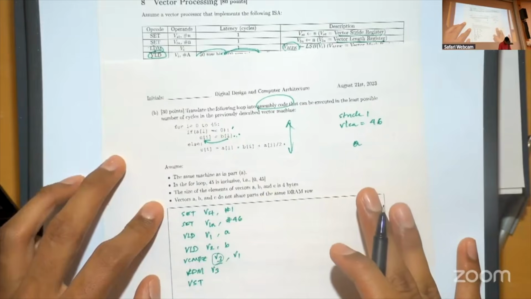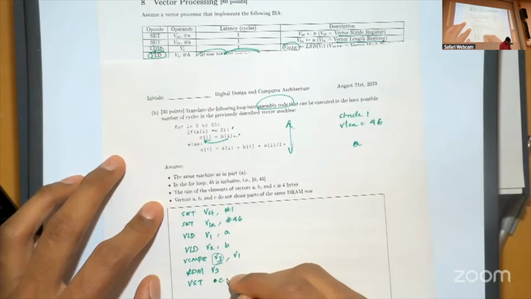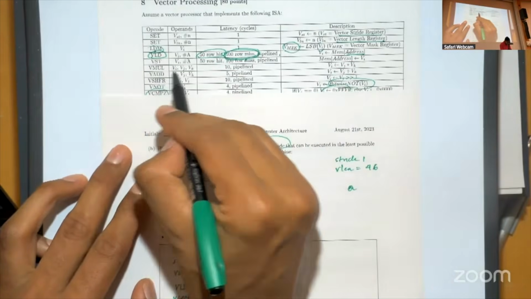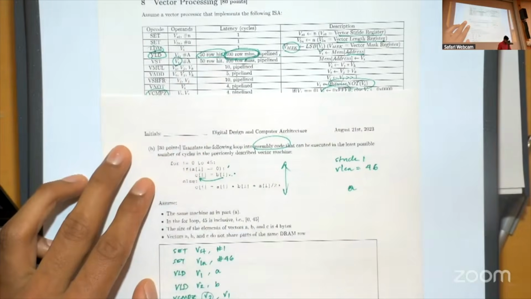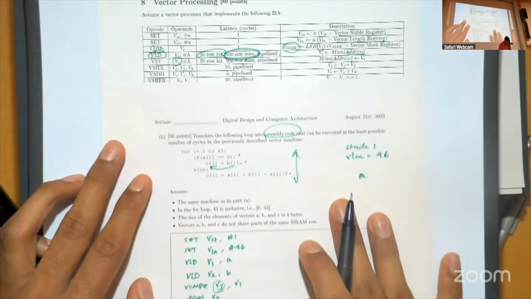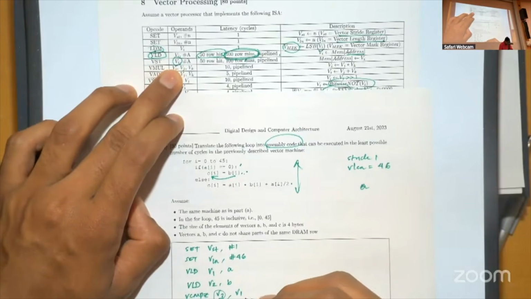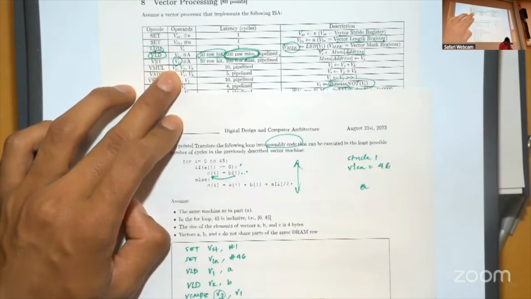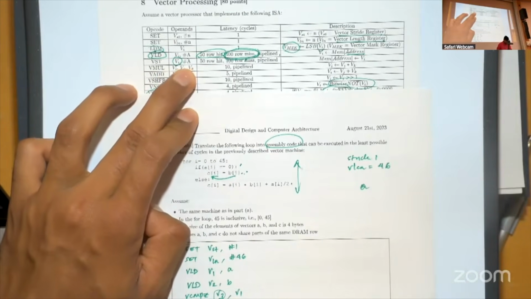Is that correct? That is correct. And for the store operation, you have the register you want to store, and then the address. The register that we want to store is B, which is in V2. And this will be stored in the address C.